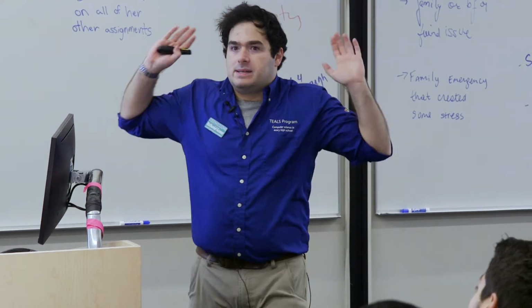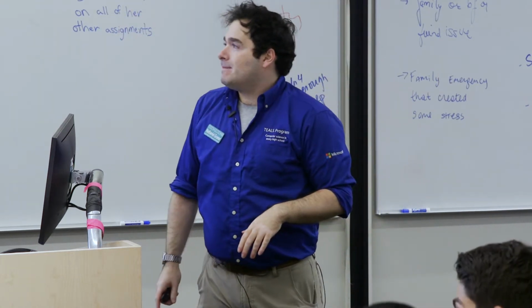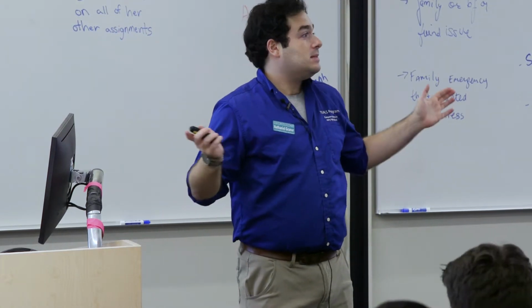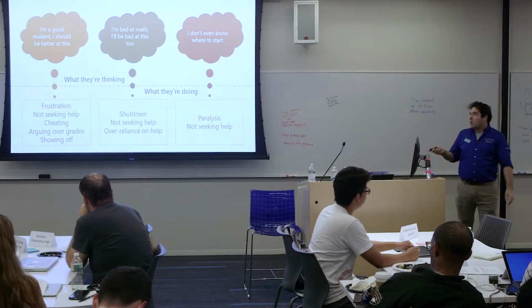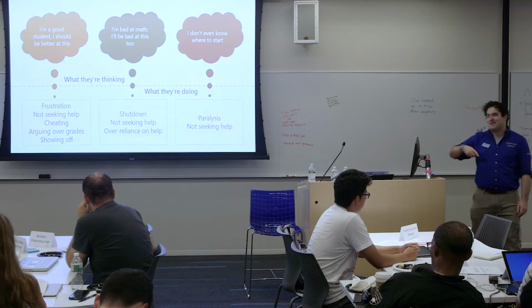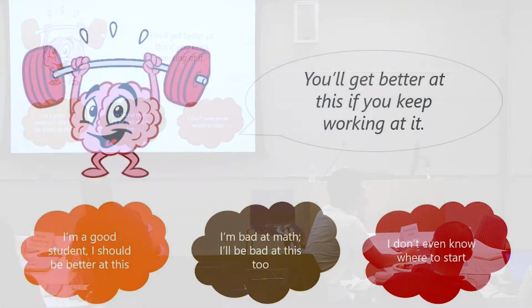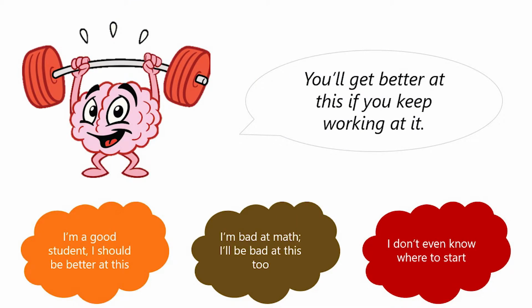Or just paralysis, like, I can't make a decision, not seeking help. That could be, I don't know where to start. I'm lost, help me. So all of these different types, I'll call them failure mindsets. That's a derogatory term for them, right? All of these can be impacted by the growth mindset. You will get better at this if you keep working at it.